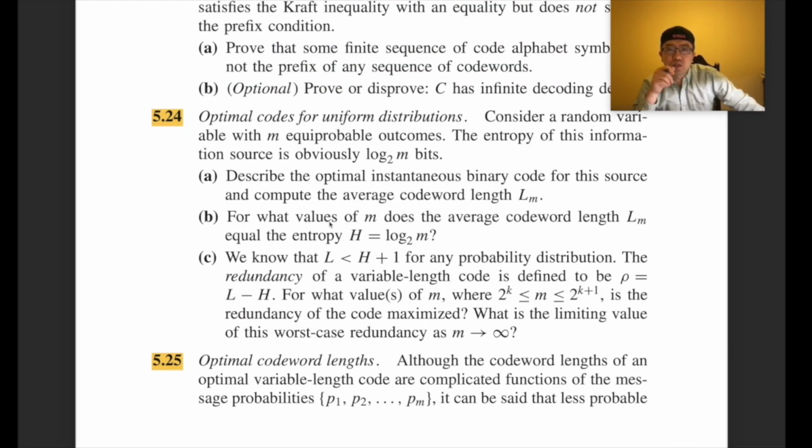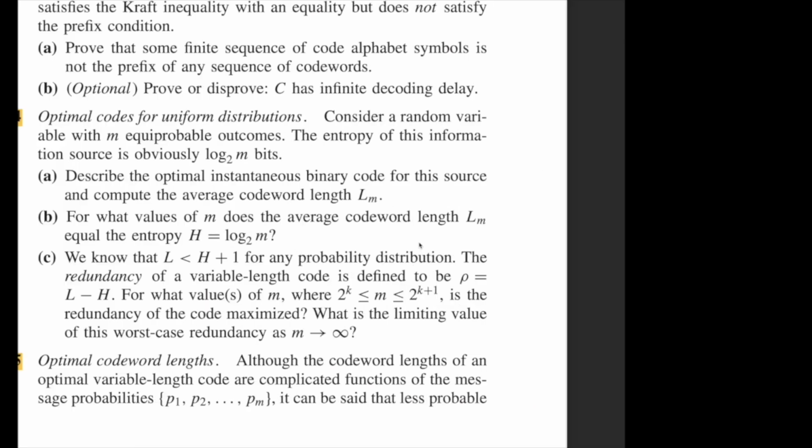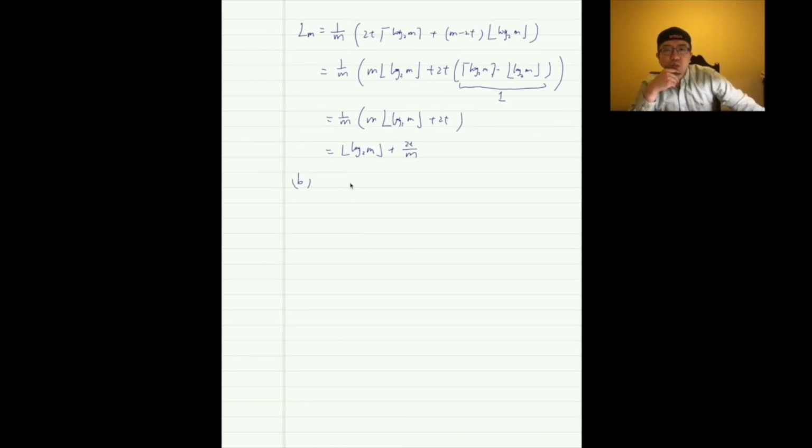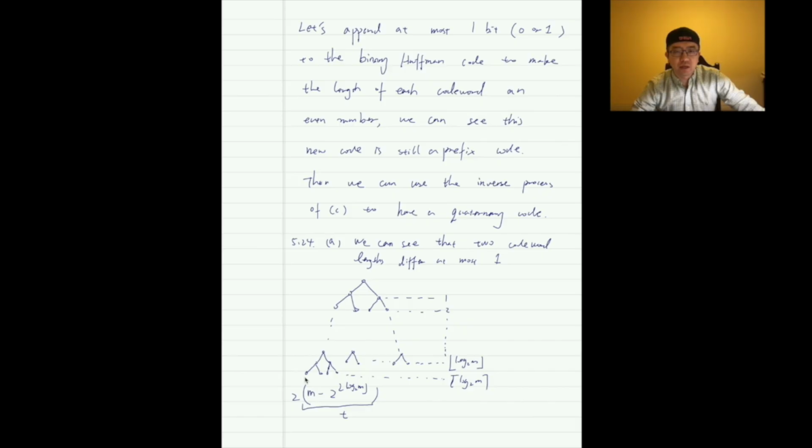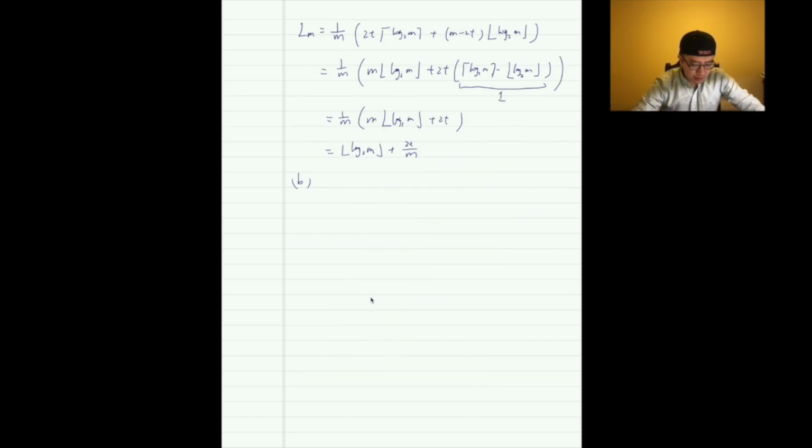For part B, for what value of m does the average code word length Lm equal the entropy log 2 m? Then we can just observe it. So what we want is this equal to that. That is not very hard to do. It basically means we don't want this part. We want this to be the whole tree. Therefore, what we need is that m is 2 to the power of k, where k is an integer.